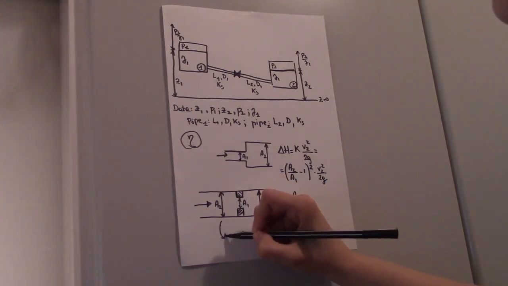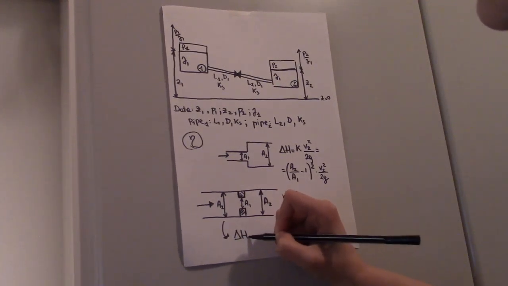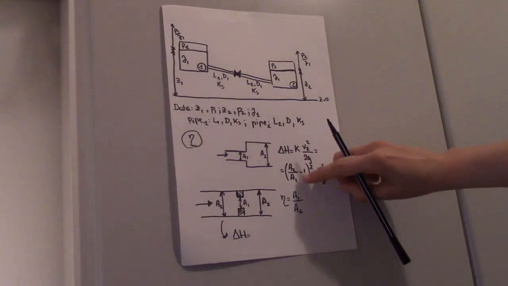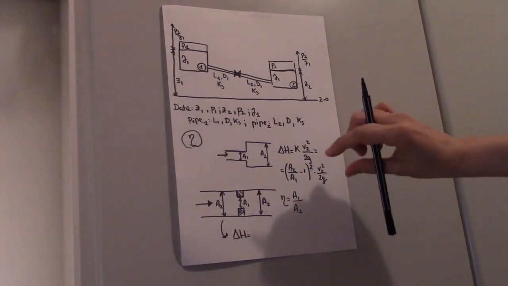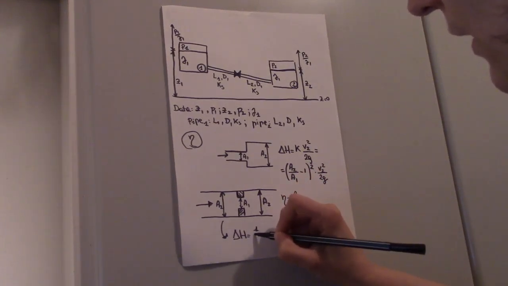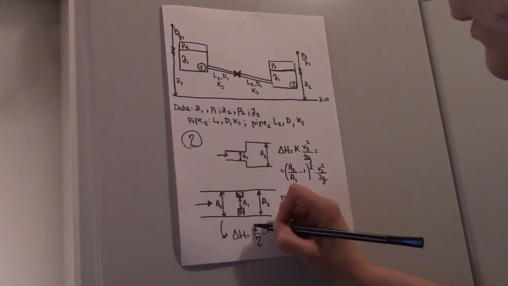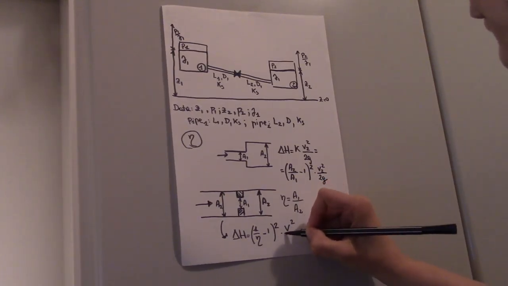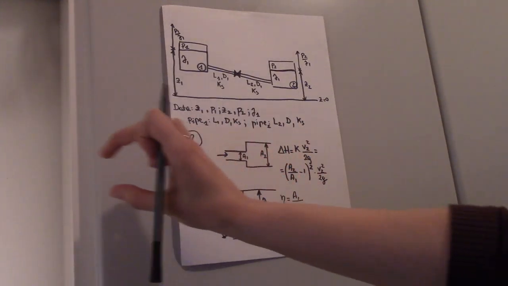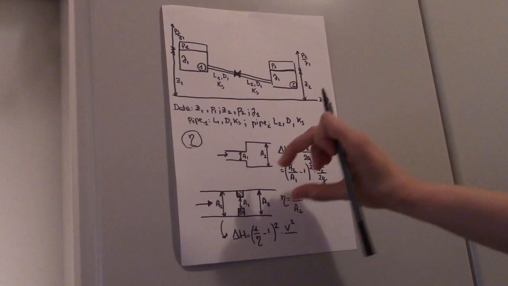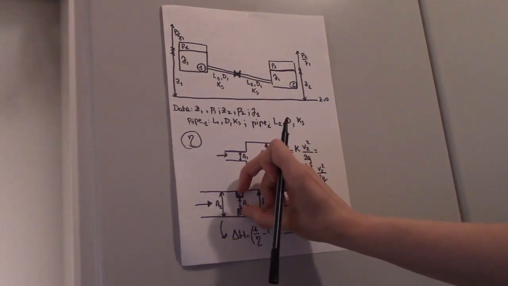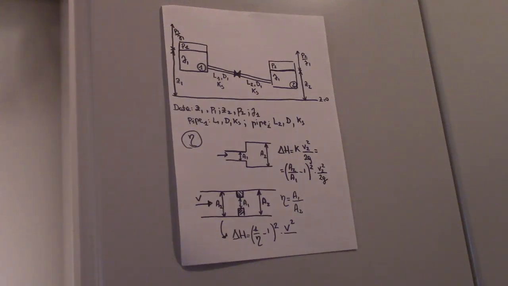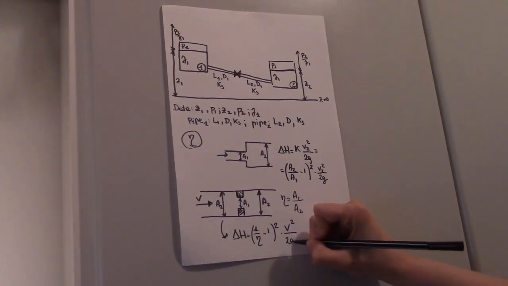Hence, in this case, delta H would be equal to 1 over, to get the same ratio, it's 1 over eta minus 1 to the power of 2, times V to the power of 2, but consider that your flow is not changing the dimension of your section, it's just in this point that you have a change. So it will be V2, which is the velocity of your flow in entrance, over 2g.